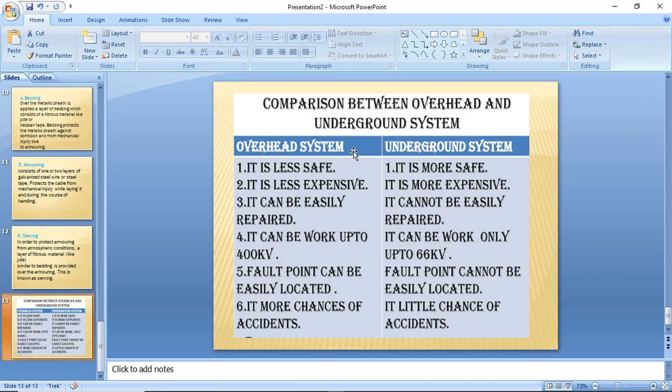And for the last part, overhead has more chances of accident. Overhead is open and can easily be affected, unlike underground, which has little chance of accident because it is underground. People are not coming into contact with it, they are not facing it.